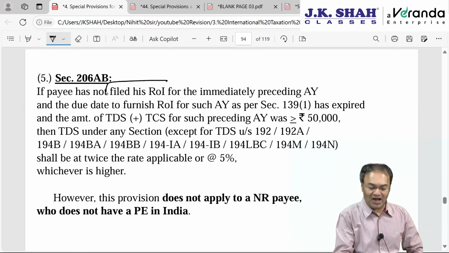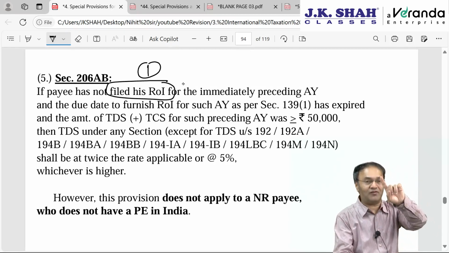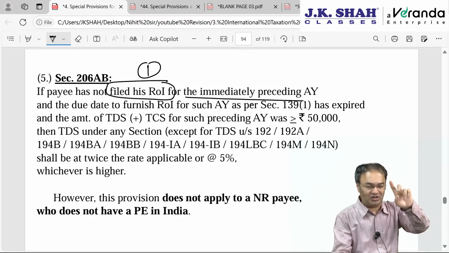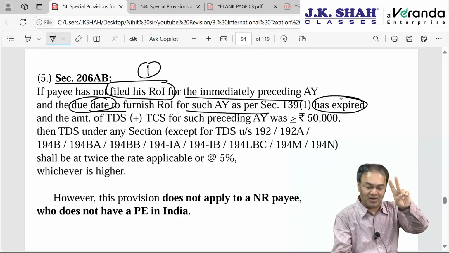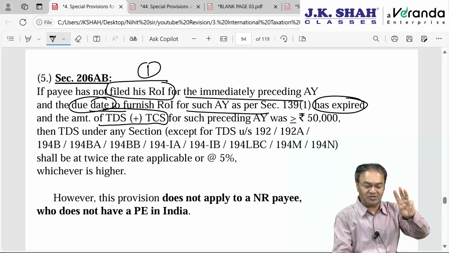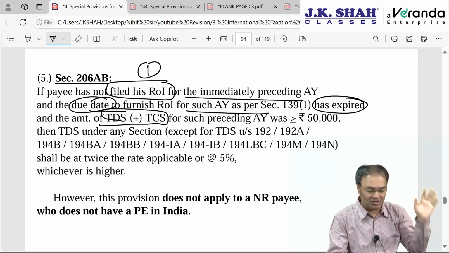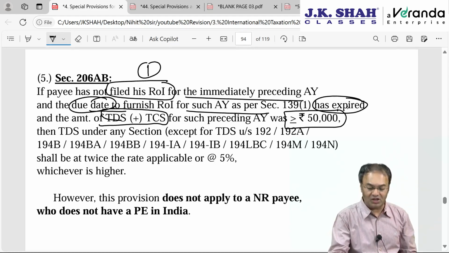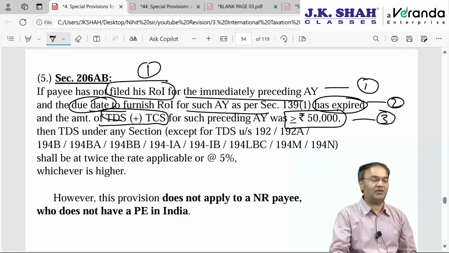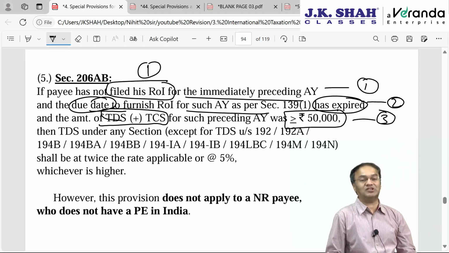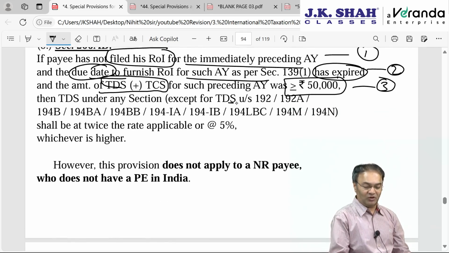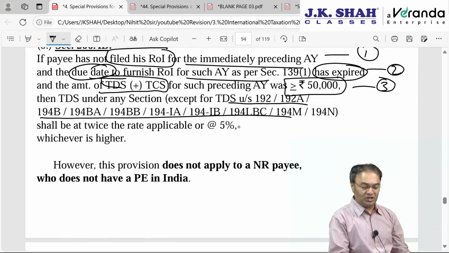Provided he has not filed IT return, three conditions. Number 1, he has not filed IT return of the immediately preceding previous year. Second, time limit has also expired. Due date to file return has expired. And third condition, TDS plus TCS combined together of the last year is 50,000 or more than 50,000. This is second condition, this is third condition. All the three conditions are satisfied, then we will call him as a specified person. Then except for TDS under these sections, the TDS shall be either at twice the rate applicable or at the rate of 5%, whichever is higher.